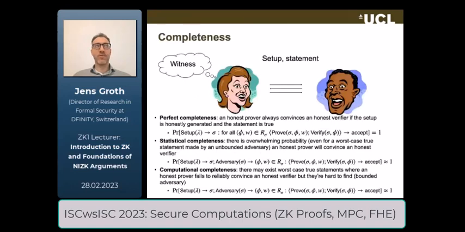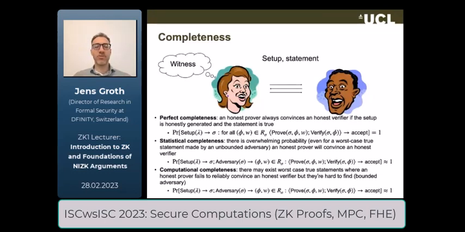Okay, so recall Goldwasser, Micali, and Rackoff defined zero-knowledge proofs as having three properties. Completeness: if both the prover and verifier are honest, and the prover has a witness, then the prover can actually convince the verifier. There are different variations of that: perfect completeness, statistical completeness, or computational completeness. Let me just talk about perfect completeness because that's the most common variation.